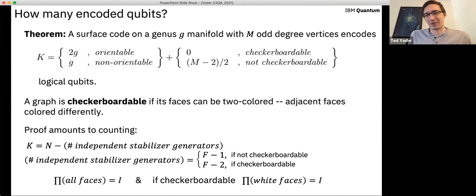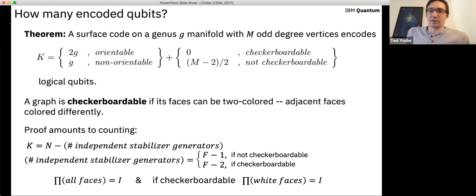Okay, so now I'll talk about how many encoded qubits there are in these surface codes. And this ends up being pretty interesting because it relates to a certain graph property. So the theorem is that a surface code on the genus G manifold with m odd degree vertices encodes this many logical qubits. So it depends on both the genus, 2 times G if it's orientable, or G if it's non-orientable. And then also this property of checkerboardability.